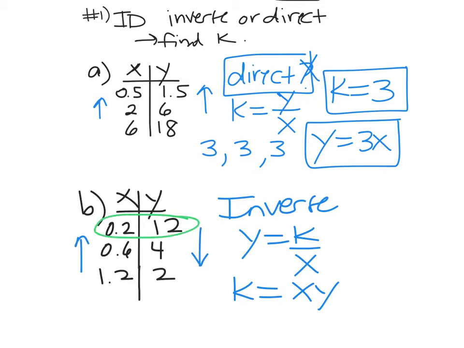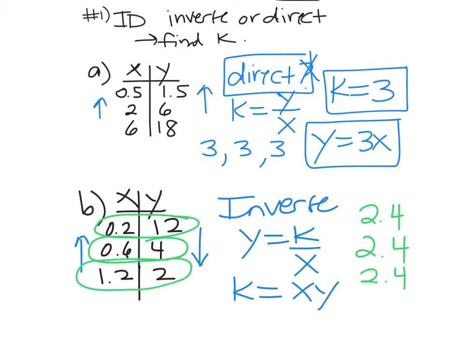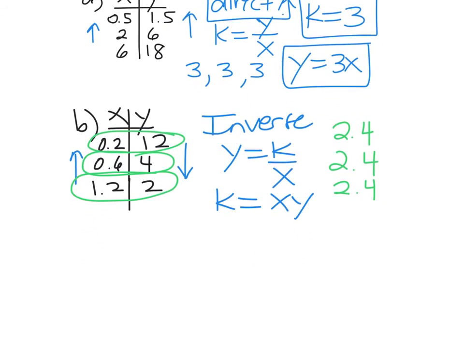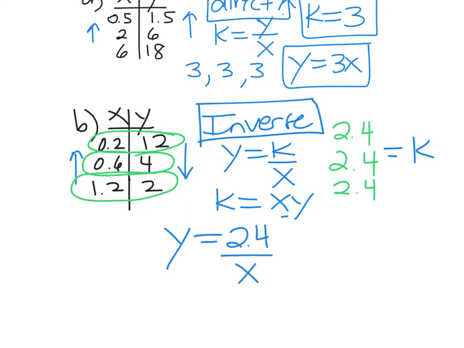What's 0.2 times 12? It's 2.4. You can do that on your calculator if you need to. What is 0.6 times 4? Guess what it is? 2.4. What's 1.2 times 2? Guess what? 2.4. Okay. So this is an inverse variation. K is equal to 2.4. So our equation would be y equals 2.4 divided by x. And you can test it if you want to. You can plug some x values in and see if they actually turn out to be those y's.